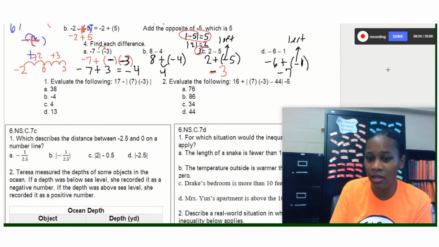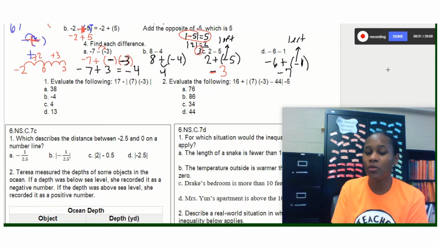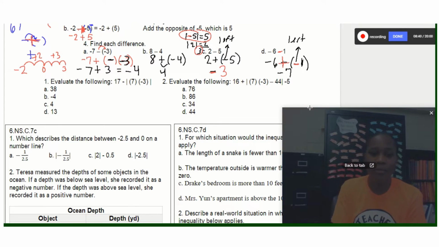So you're $6 in debt, and then you add more debt. Now when you go to 7th grade, you're going to need to know that you can rewrite this as this, with 2 signs. All right, moving on.